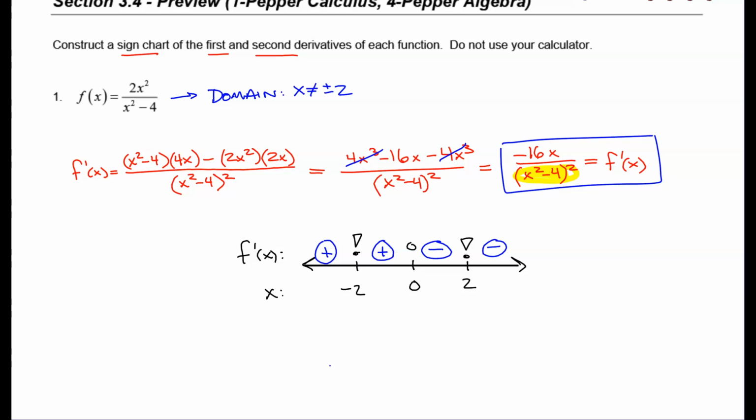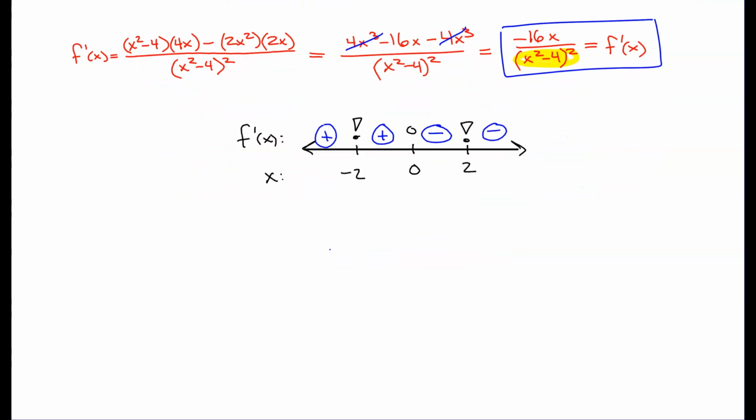Let's go ahead and do the second now. When I do the second derivative, again, I need the quotient rule, because my first derivative is a quotient, and I'm going to do low d high minus high d low divided by low squared.